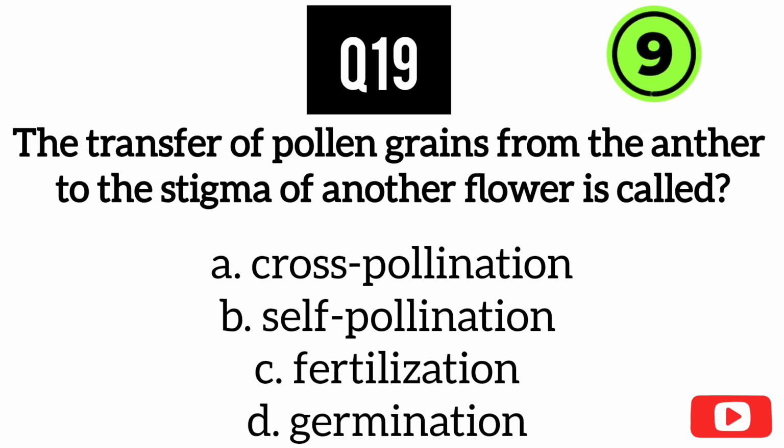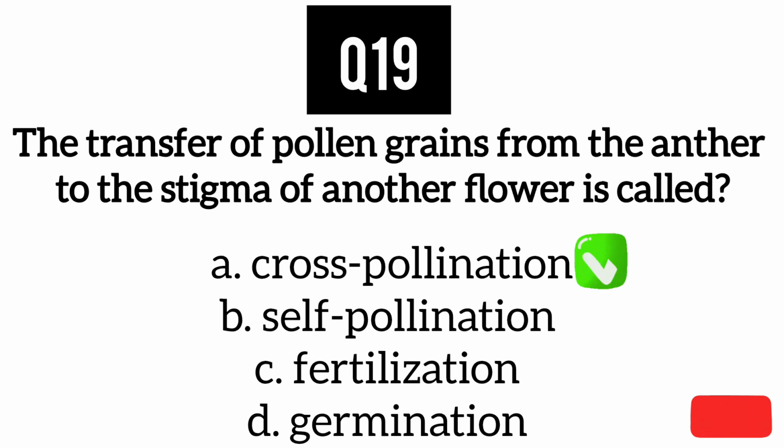Question 19. The transfer of pollen grains from the anther to the stigma of another flower is called A. Cross-pollination, B. Self-pollination, C. Fertilization, D. Germination. So the correct answer is option A, cross-pollination. Cross-pollination involves pollen transfer between different flowers, promoting genetic variation.